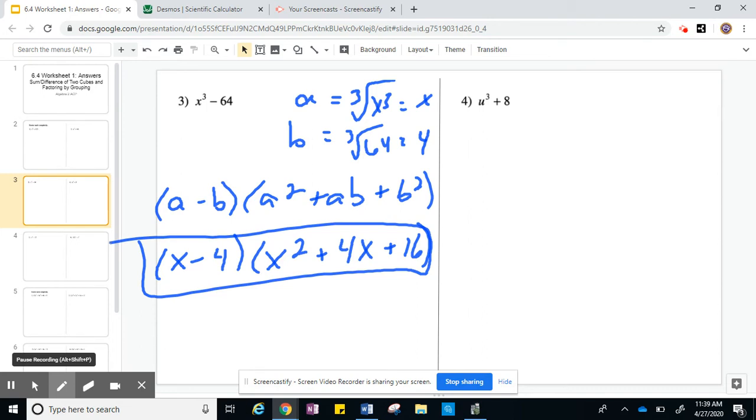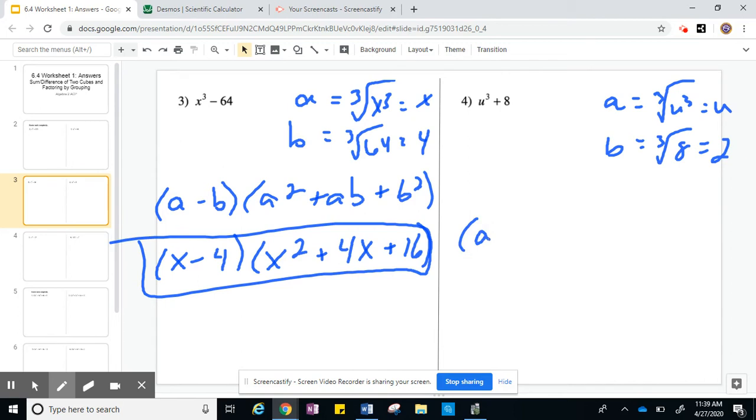All right, next one, we've got a sum of two cubes again. So a is the cube root of u cubed, which is just u. B is the cube root of 8, which is 2. So that will be a plus b, which in this case is u plus 2 times u squared minus 2 times u plus 2 squared, which is 4.